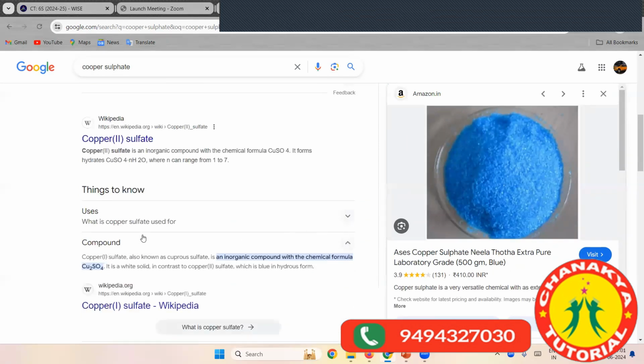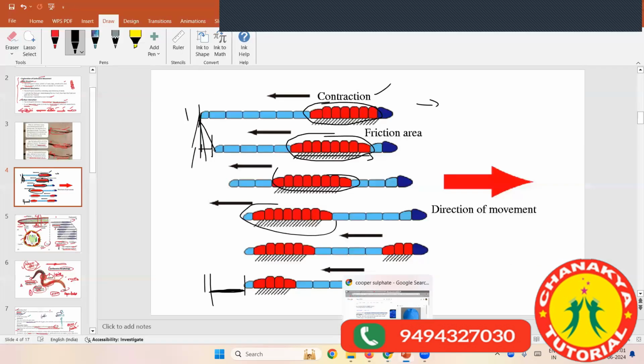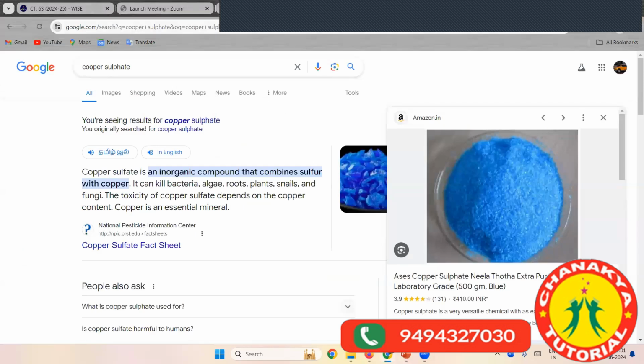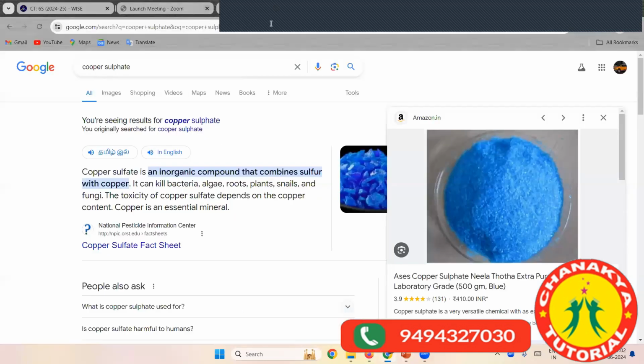Can they heat it and make it liquid? You can heat it and make it liquid, but they have given a solution. They have not said copper sulfate in liquid form, so there is a difference between the two things. If they had said that, copper sulfate has a melting point, and if you heat it, it may change to liquid. But they said copper sulfate solution. That is why I think it should be water, obviously.